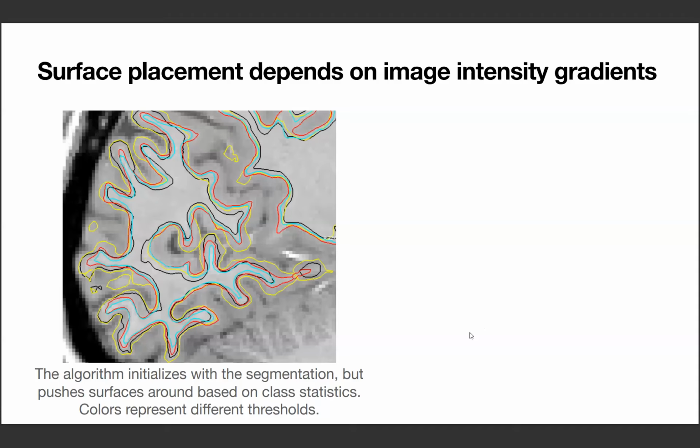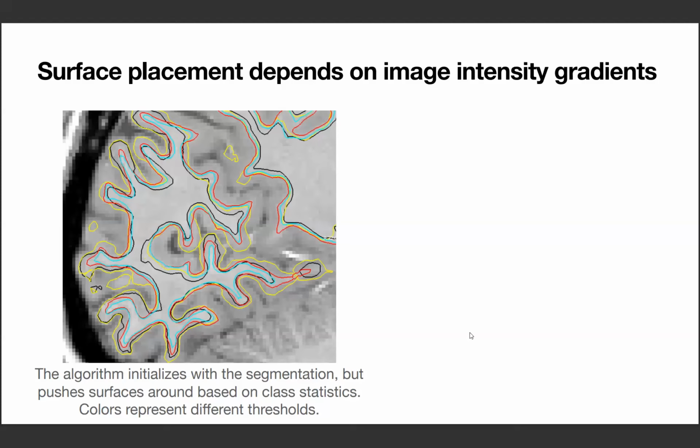The thing is that the surface placement, the last step that FreeSurfer does, depends on the image intensity gradients across the surface. So even though it initializes with that segmentation, it optimally places the surfaces based on its estimates of the class distributions. What are the values of white matter? What are the values of gray matter? And what do we expect? Where do we expect that border to be? And so we can push those surfaces around, as we're seeing here.